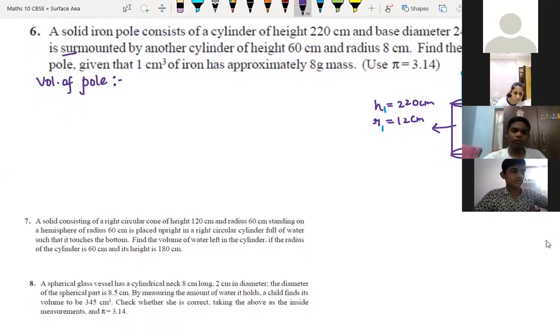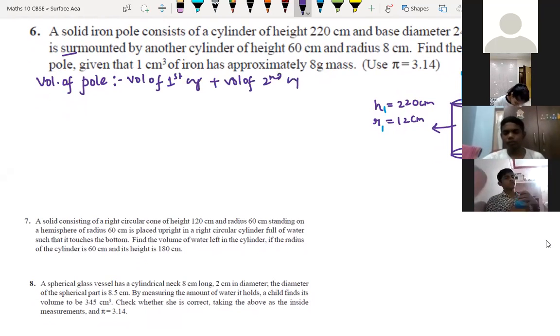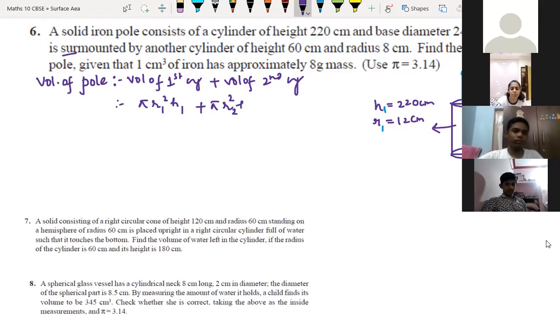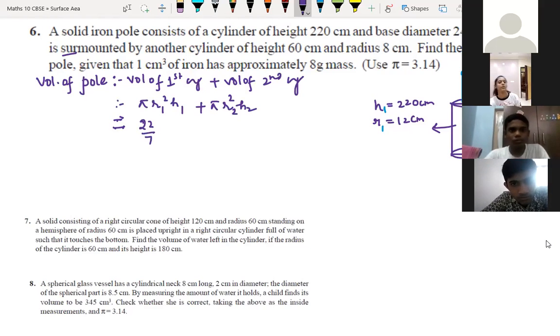So the volume of the pole is equal to the volume of the first cylinder plus the volume of the second cylinder. So this is nothing but pi r1 square h1 plus pi r2 square h2. Here you take pi common, 22 by 7. In the bracket you can write r1 square h1 plus r2 square h2.